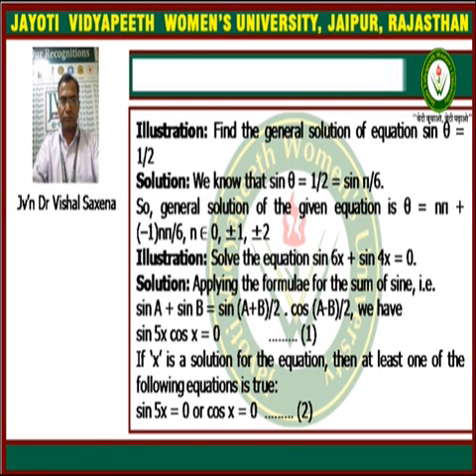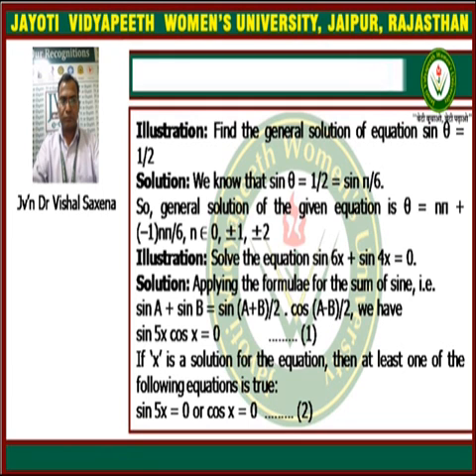Illustration. Find the general solution of the equation sin theta is equal to 1 by 2. Solution. We know that sin theta is equal to 1 by 2, which is equal to sin pi by 6. So the general solution of the given equation is theta is equal to n pi plus (minus 1) to the power n pi by 6, where n is 0, plus or minus 1, plus or minus 2 and so on. So here alpha is simply pi by 6.